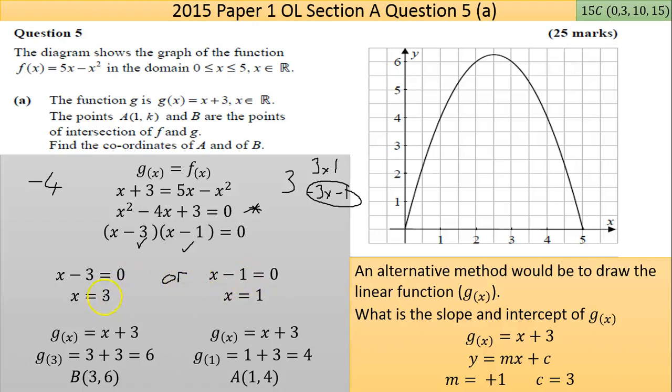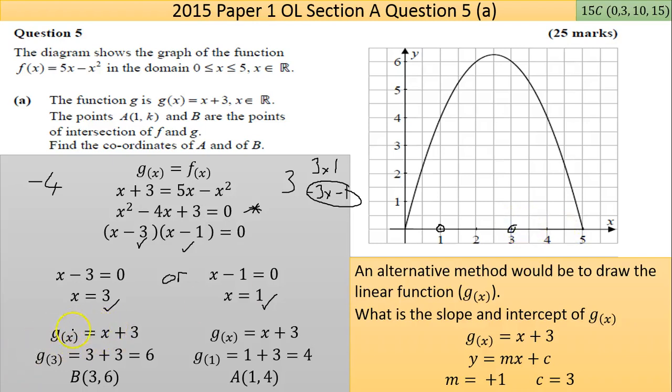Now solving both simple equations, bring the 3 across, the negative 3 becomes positive going across the equal. The negative 1 becomes positive going across the equal. So I found my two points of intersection are at x is equal to 1 and x is equal to 3.